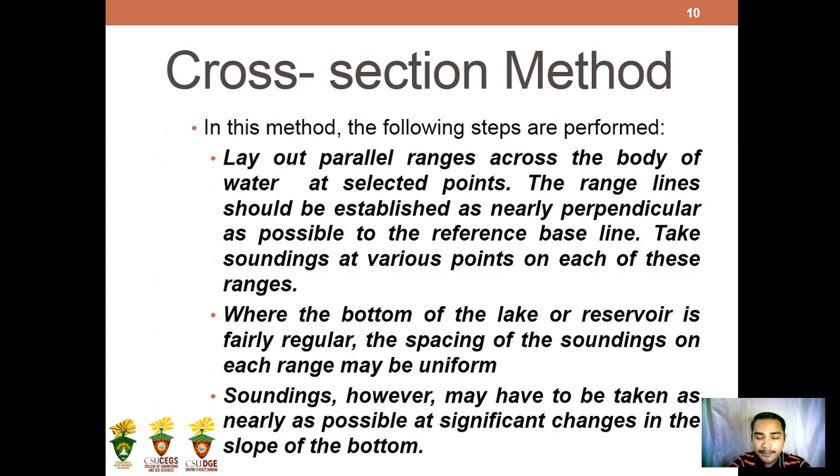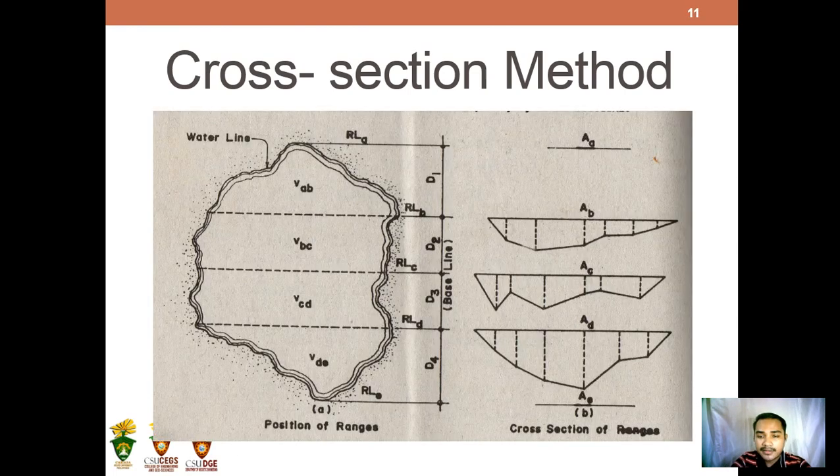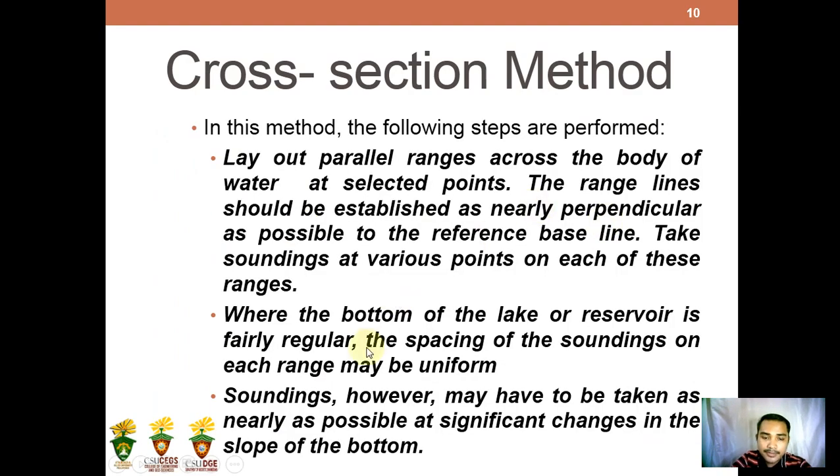Where the bottom of the lake or reservoir is fairly regular, the spacing of the soundings on each range may be uniform. In this case, as you can see, the figure of the pond or the reservoir is irregular, so there is a high possibility that the pond bed or the bottom of this water body is also irregular. According to this procedure, if you have a uniform bed of the specific water body, your soundings or verticals may be uniform, since there are no changes. Like for example, an irrigation canal has a uniform bed, so therefore the spacing of the verticals is uniform.